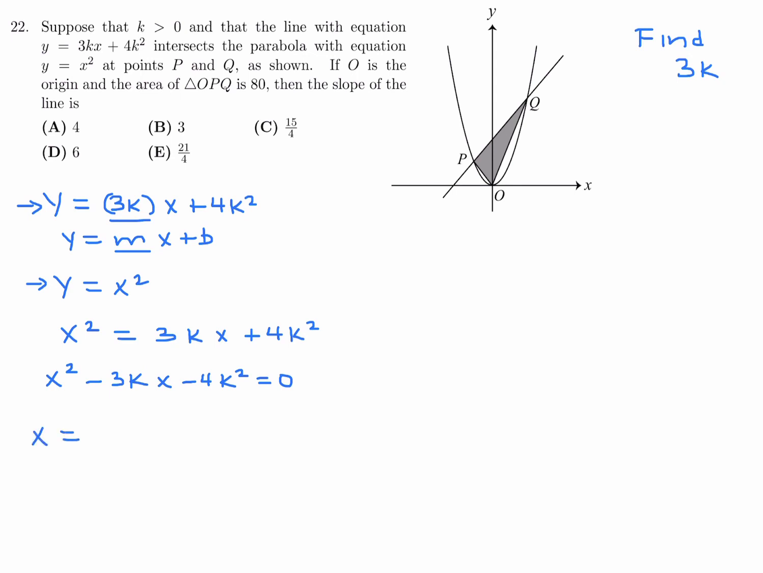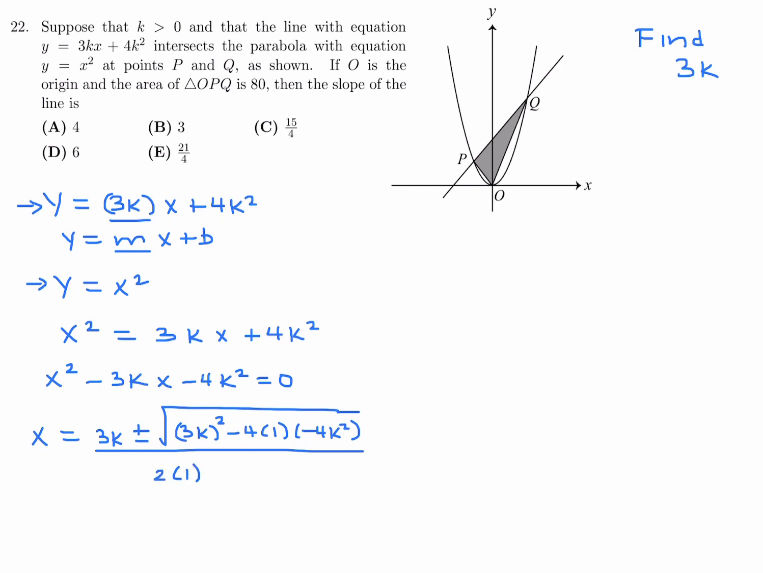So x will be equal to minus b plus or minus the square root of b squared minus 4ac, and then all over 2a. So that's going to give me 3k plus or minus the square root of, that looks like, 9k squared plus 16k squared, all over 2.